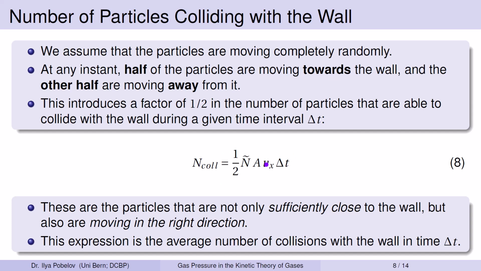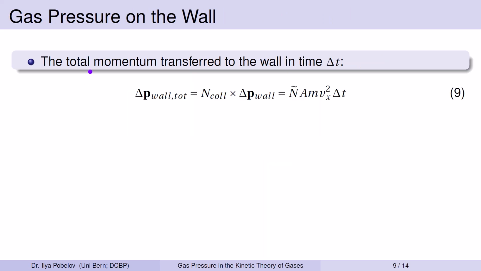Therefore, this expression is the average number of collisions with the wall in time delta t. The total momentum transferred to the wall in time delta t is the product of the number of collisions with the wall during time delta t and the momentum change per wall-particle collision. The result of the multiplication is n tilde times a times m times vx squared times delta t.